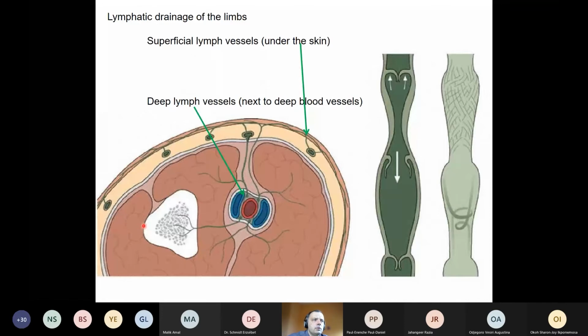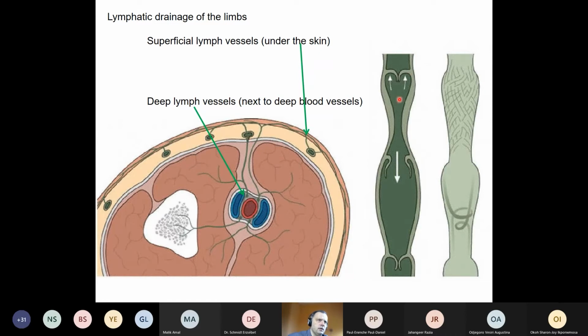If we would like to check how this lymphatic vascular system is organized, on the limbs one can find a system of lymphatic vessels running quite close to the skin, subcutaneously. They could be defined as the superficial lymphatic vessels, and in the deep, next to the arteries and the veins, the larger vessels of the limbs, there is a second system of lymphatic vessels which we call deep lymphatic vessels. They will transport also the lymph fluid.